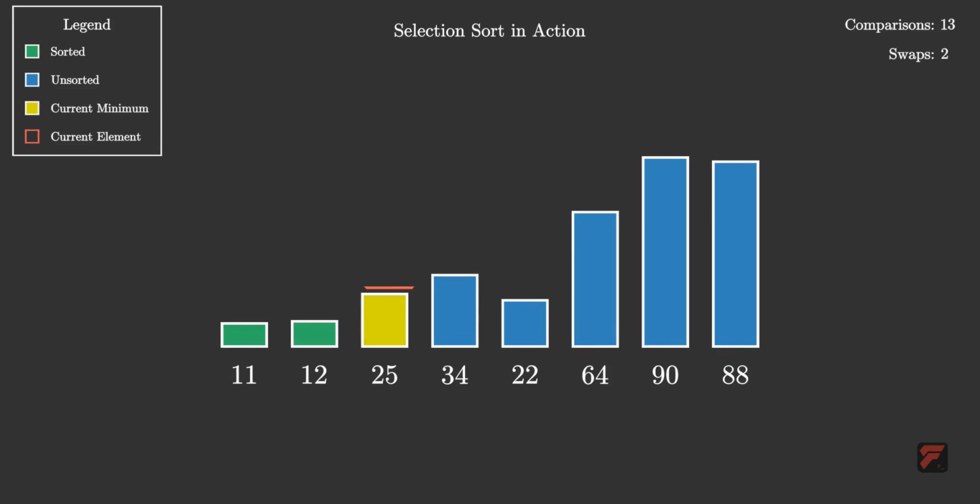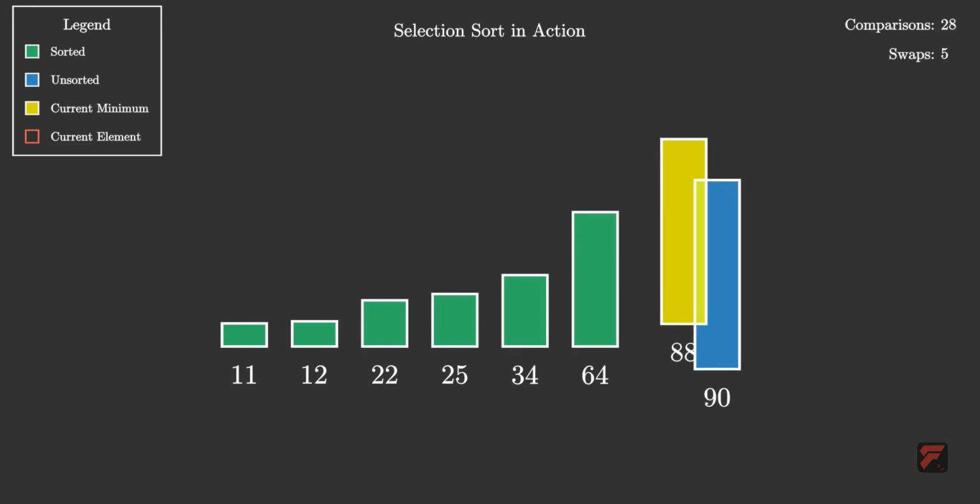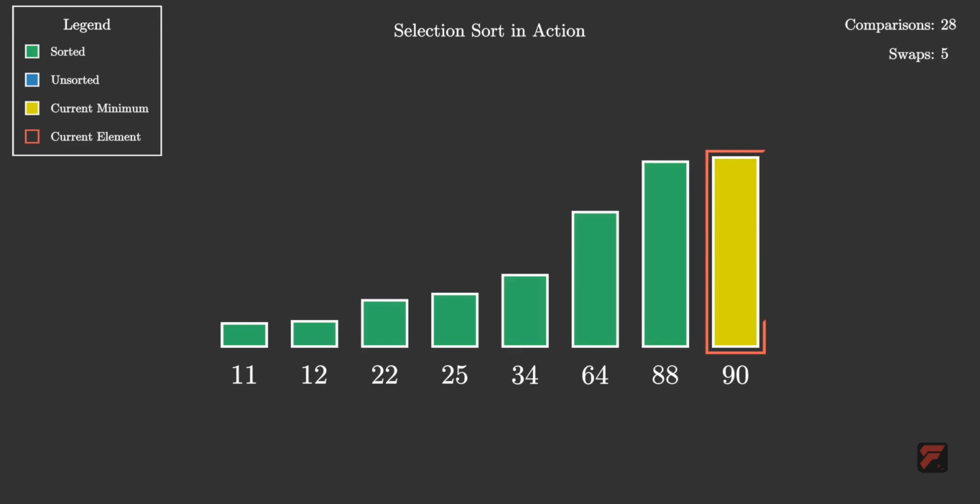Then in the next iteration, we find 22 to be the smallest value, then in the next iteration 25, then 34, then 64, 88, 90 respectively. The sorted part keeps growing while the unsorted part keeps shrinking. Please note that we don't swap when the smallest value is already at the leftmost side of the unsorted part. Eventually, we have a fully sorted array.